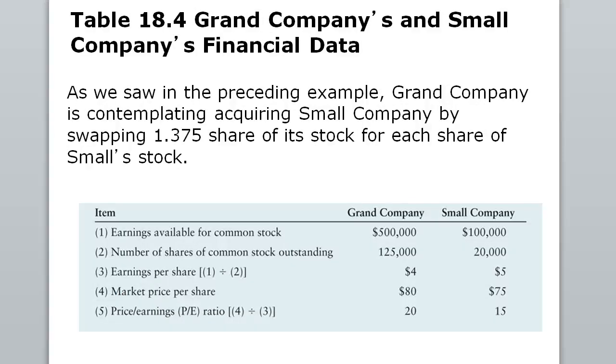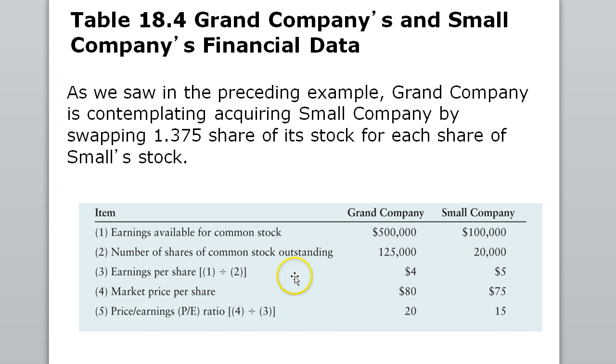So here in this example, going back to Grand Company and Small Company, they swapped their stock at a 1.375 ratio, shares of stock for each share of Small Company. So let's look at Grand Company's earnings available to common stock and Small Company's. We have 500,000 and 100,000. Now the number of outstanding shares is 125,000 for Grand Company, and 20,000 for Small Company.